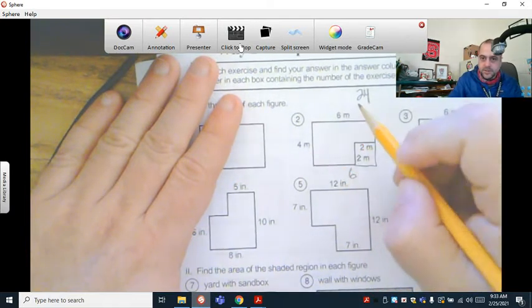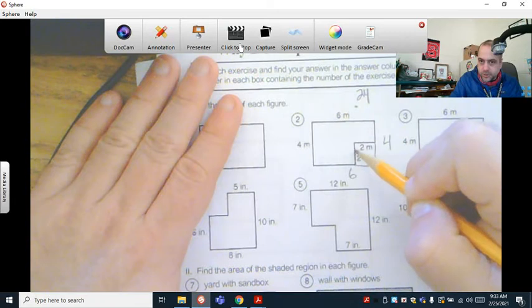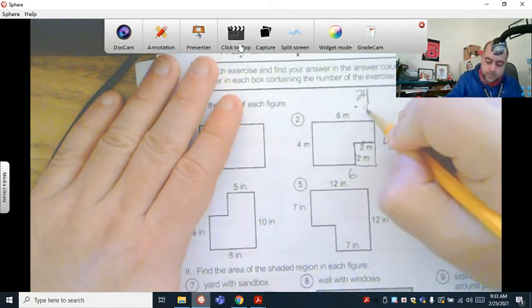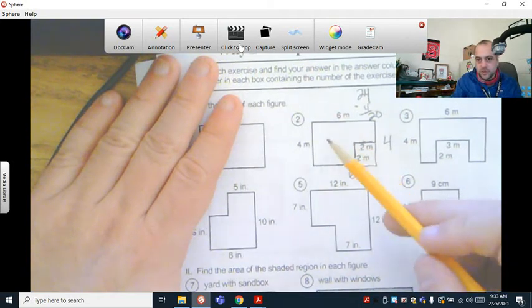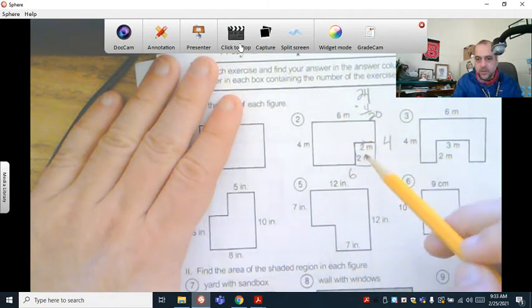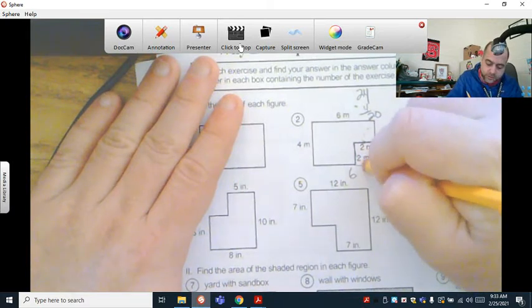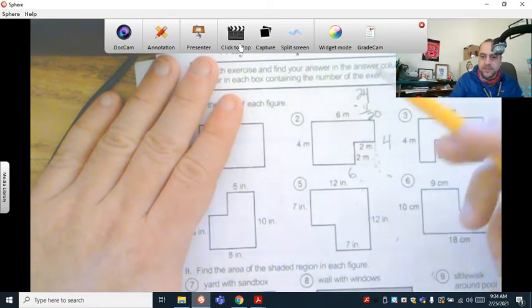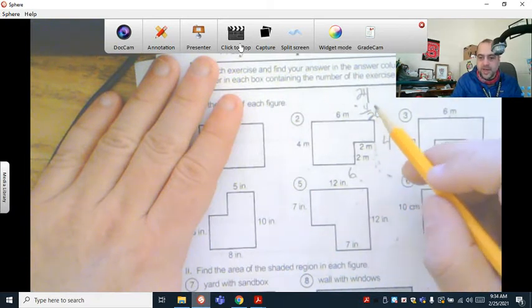Right? 4 times 6. Now we're going to subtract out the missing piece, which is 2 by 2. What's 2 times 2? 4. Subtract it out. So it used to be 24. Imagine this was a birthday cake, and it was 24, and then we ate this piece right here, which was 4 big. So now how much is left? 20. 24 minus 4. So the answer to this one is 20.